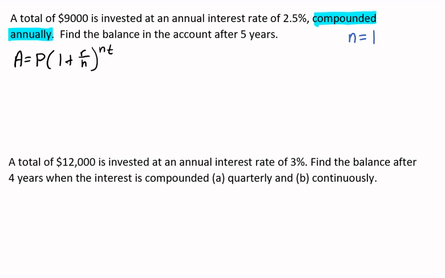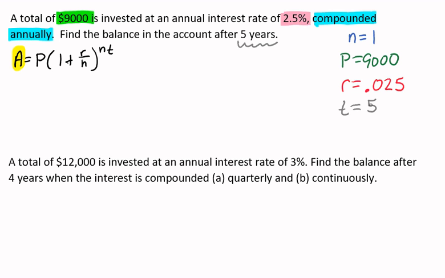So what we're looking for here is our A value. We have the P value, which is our $9,000. So we know that P is the $9,000 that they put into the account. Our interest rate is this 2.5%, so that's our R. So we have an R value as a decimal of 0.025, and we have our N already. And now the question is, how long are we going to do this for? So what does our time look like? And it says after 5 years, so our time will be 5 years.